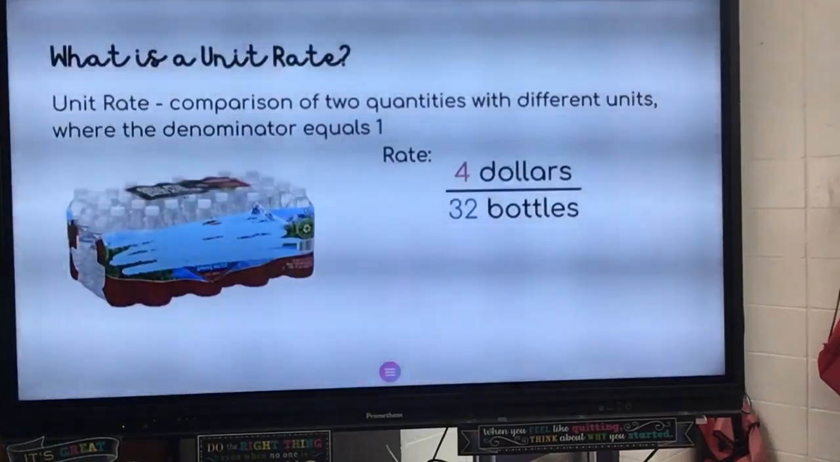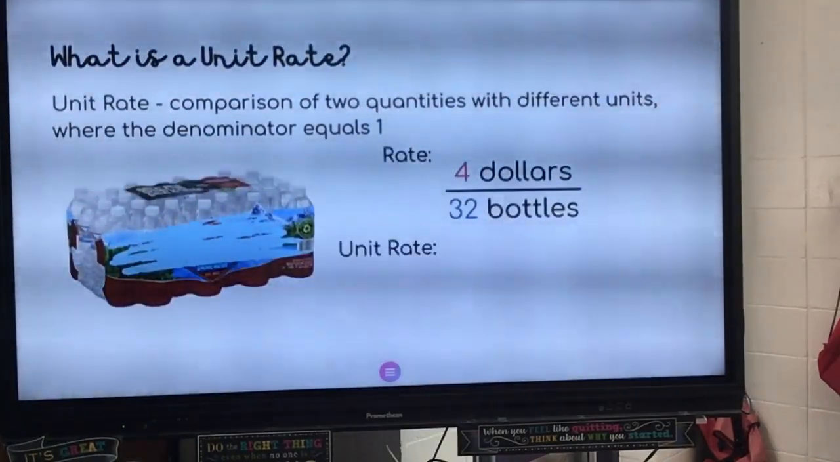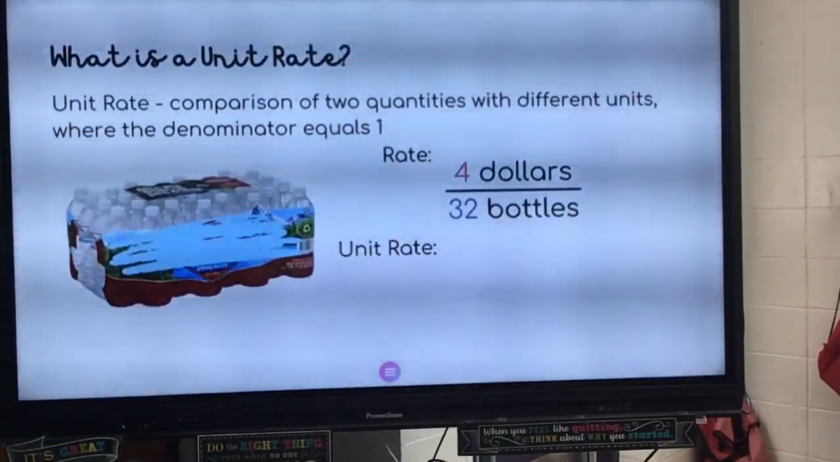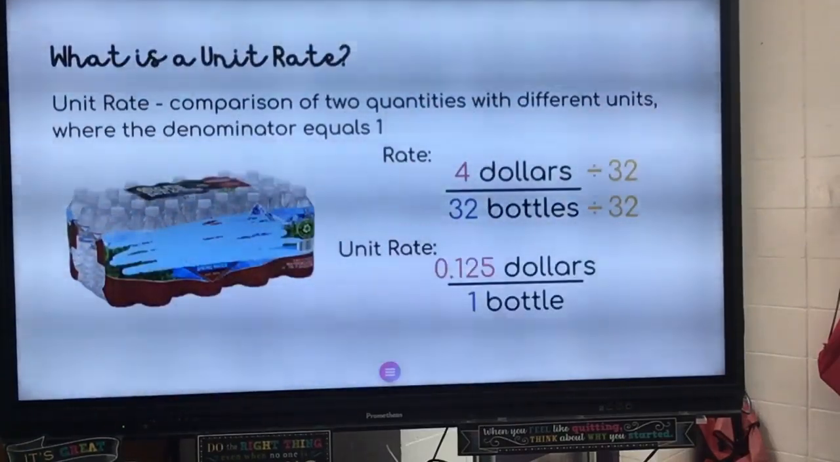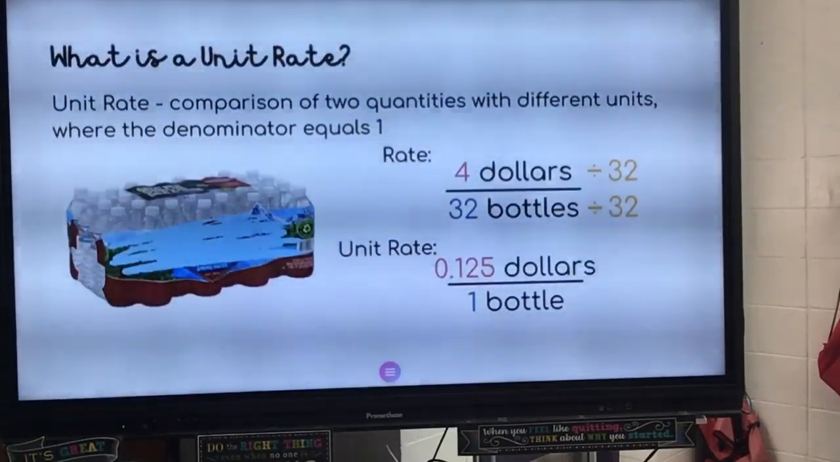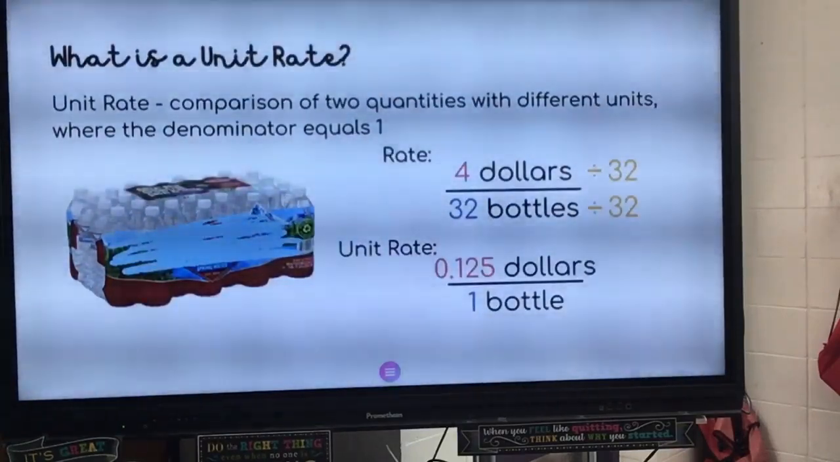For our second example, when we were talking about rates, if we wanted to figure out the unit rate of each water bottle, we want to make the denominator equal 1. We can do this by dividing the top and bottom by the denominator, which is 32. I'm using a calculator here, but we will get $0.125 on the top and 1 on the bottom. So our unit rate is $0.125 or 12.5 cents per 1 bottle.